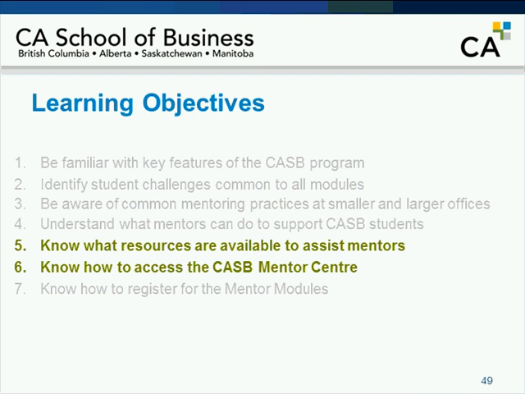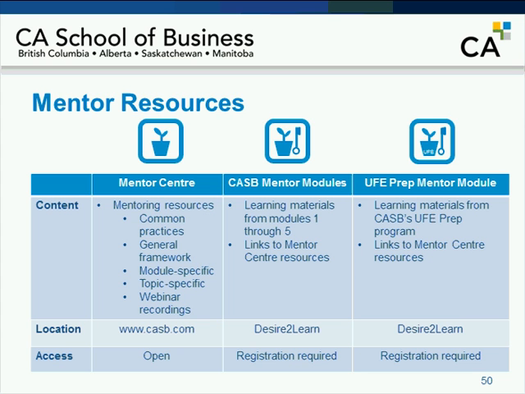So next, we'll identify the resources that are available to assist you when you're supporting your students, and we'll also point out how you can access the CASB Mentor Center. So you have three sources of information available to you. We have the Mentor Center, the CASB Mentor modules, and the UFI Prep Mentor module. So we'll just take a moment to distinguish these from each other.